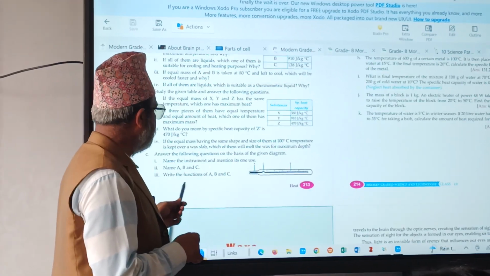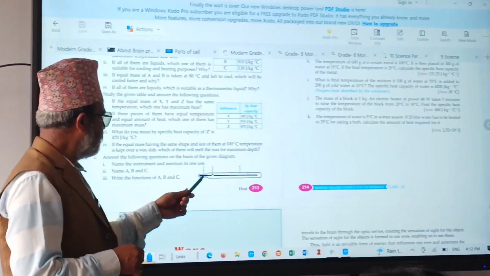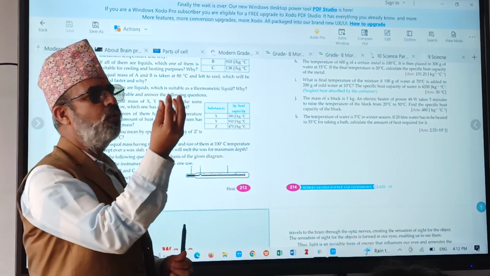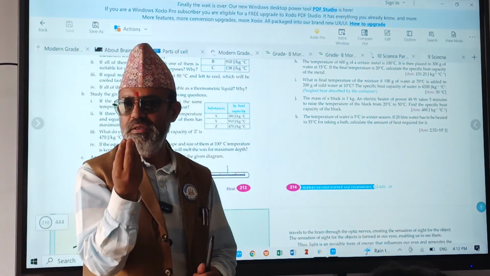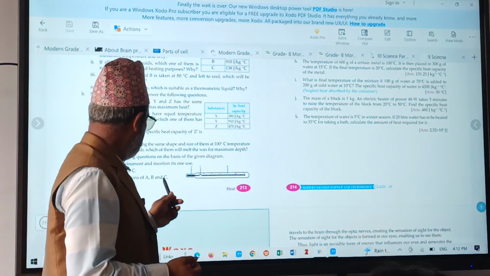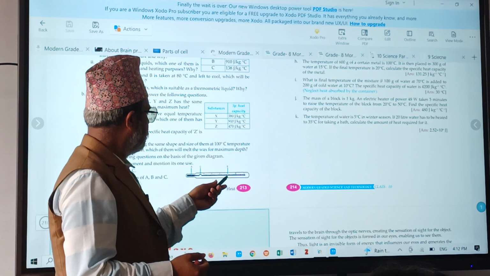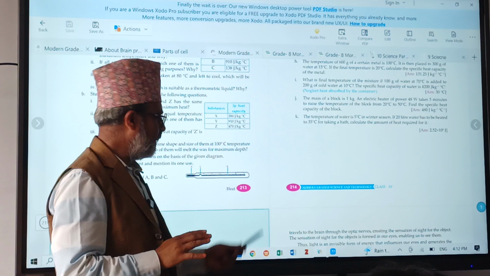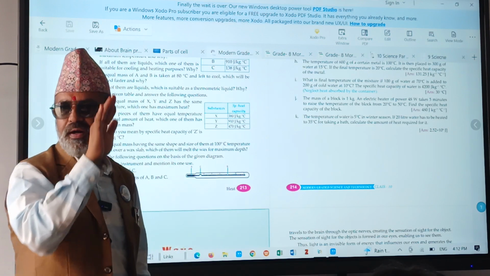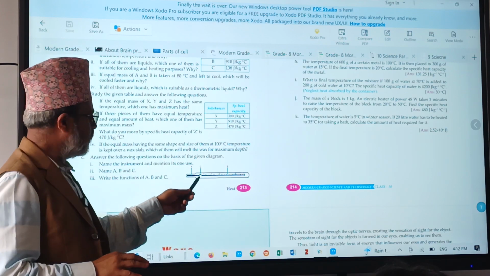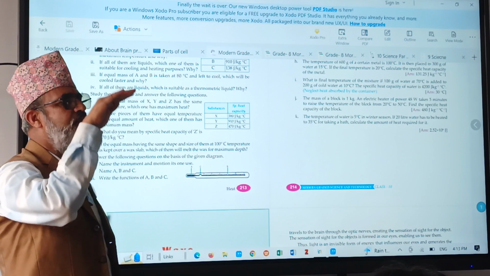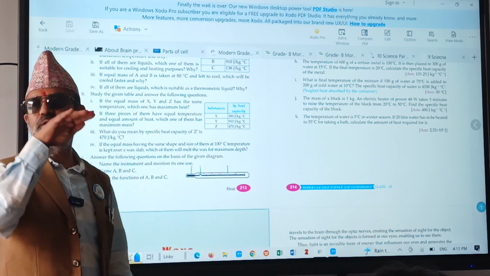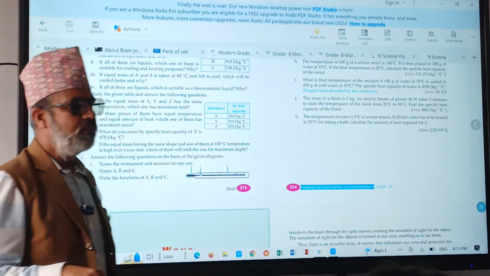Write the functions of A, B, and C. A is the bulb, so the function of the bulb is to hold the mercury. It stores mercury. What does B do? B allows the mercury to move upward and downward. And the function of C is that it prevents the backflow of mercury. It does not allow the mercury to fall down.